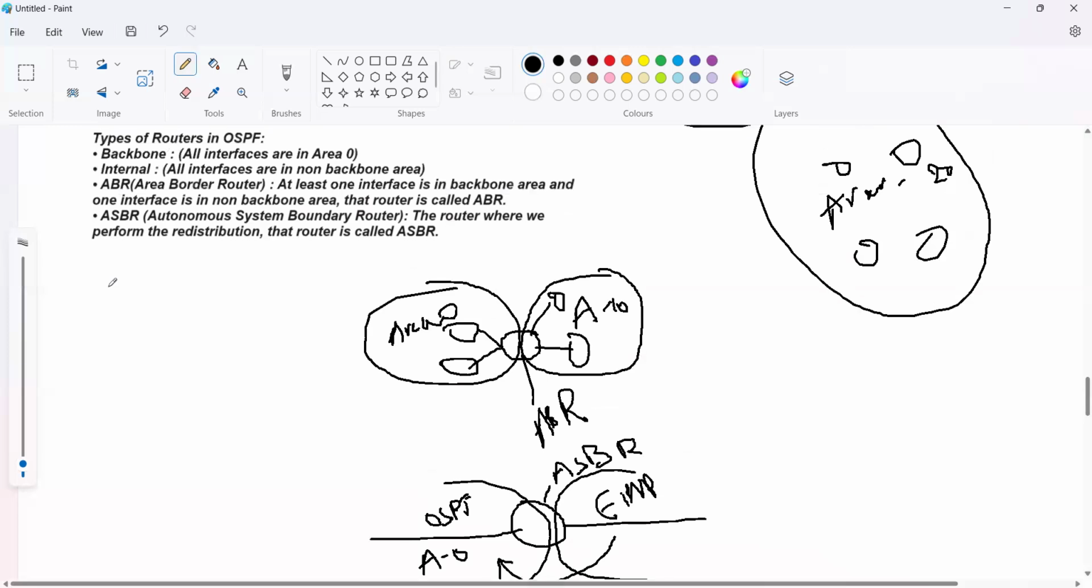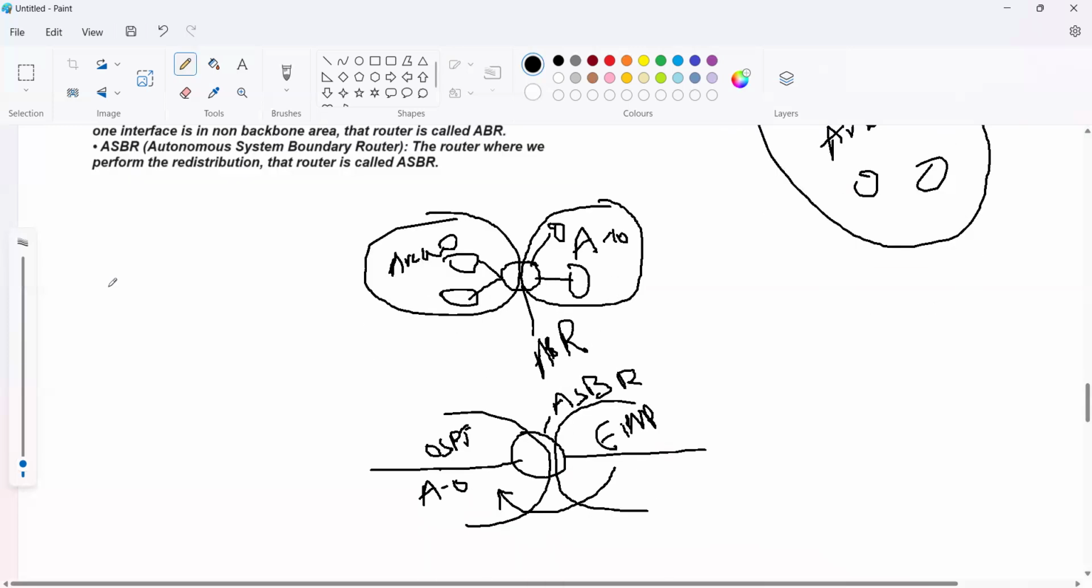Autonomous System Boundary Router: one interface is in OSPF and one interface is in another, different protocol. RIP also you can assume, BGP, or any different routing protocol. That is what we call an ASBR router.